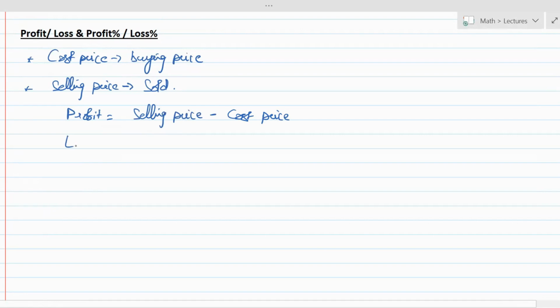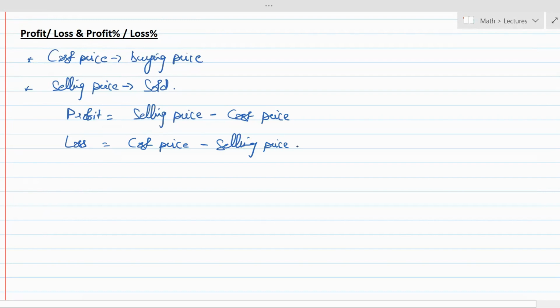And when you talk about loss, since in case of loss the cost price has to be higher, because now you're not selling anything for more than your buying price, the cost price in this case would be higher. So loss is equal to the cost price minus the selling price, which would give us the loss incurred.